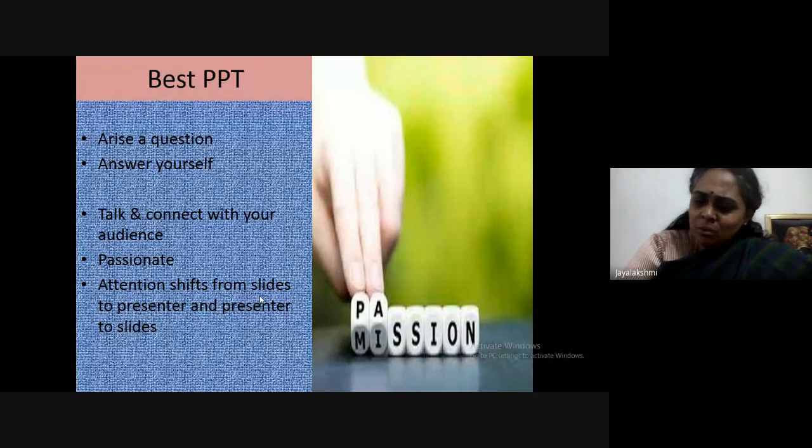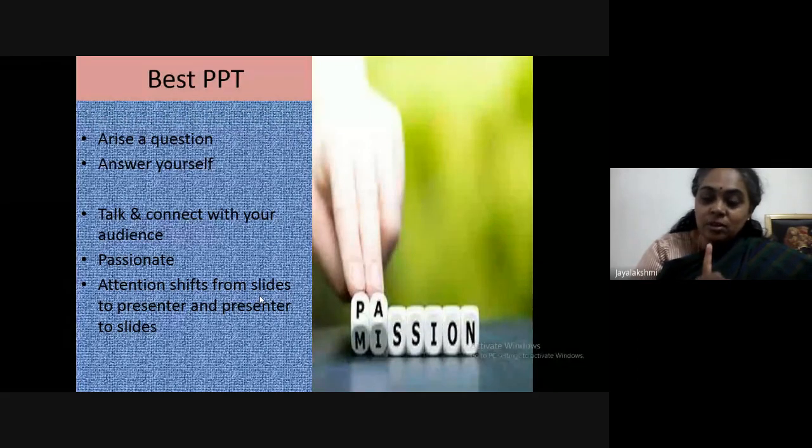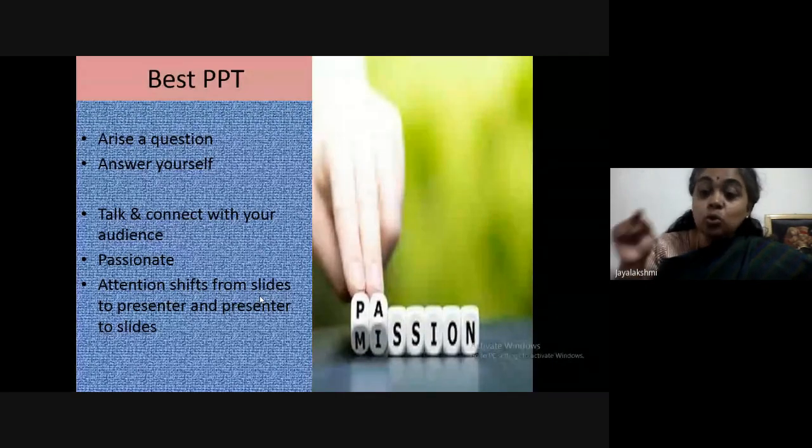Then, now again, I go back to the word presentation. Look at it. When you're making any kind of presentation, the attention shifts from the slide to the presenter and from the presenter to the slide. Don't think only your slide is very powerful. No, many of us, when we say that we should have the best technique, means the presenter is the main person who gives you the best technique. When I say that you should have the technique, means you should have the language.